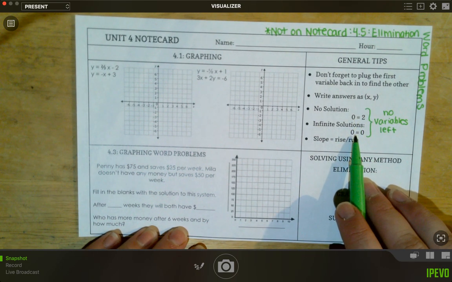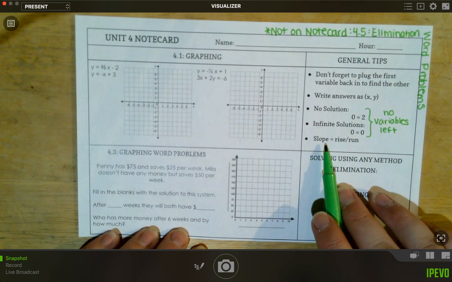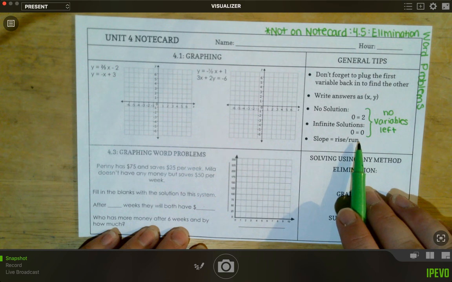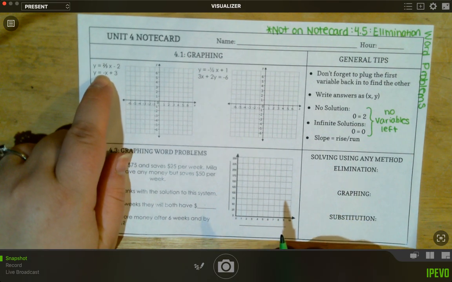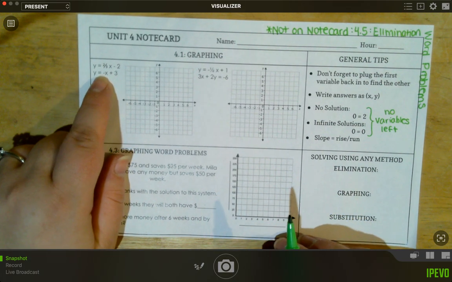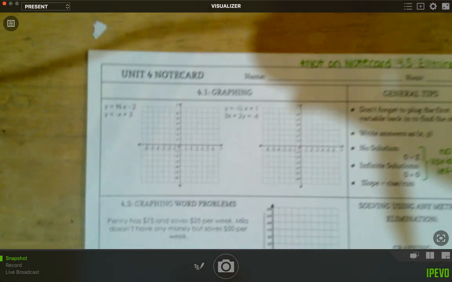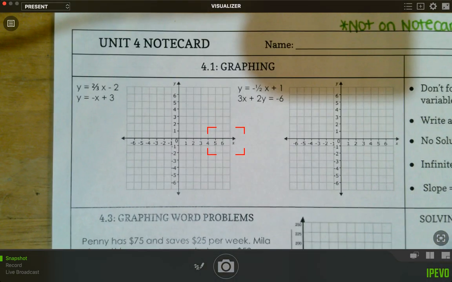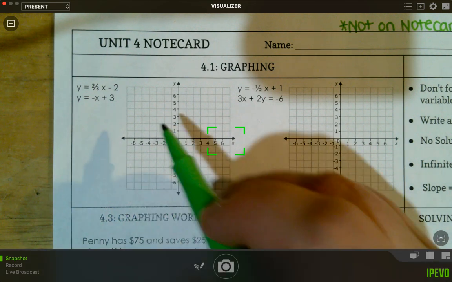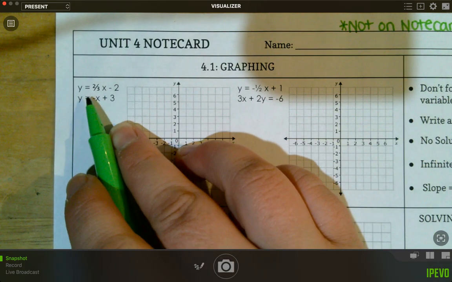And then the last thing that you should know by now, but some of us forget, is that slope is rise over run. Okay? So let's talk about the graphing problems. On this first one, we have y equals 2/3 x minus 2. I'm going to go ahead and zoom in a little bit because this is kind of hard to see. There we go. So 2/3 x minus 2.